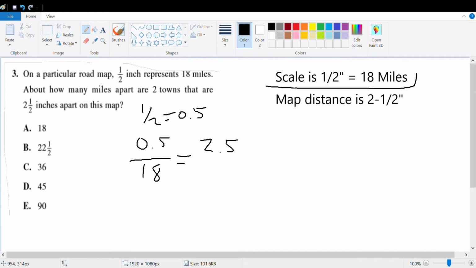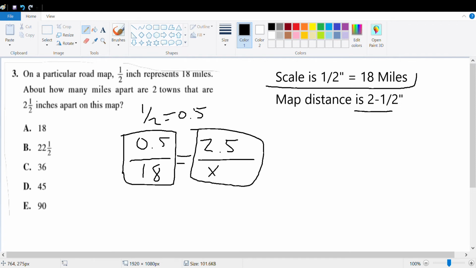So 2.5 over x. And you may say, why do you know to do that? You set up one side with what you know, one part of the other side with what you know, and the other part is your question, so x. Alright, so if we try to solve this, you can multiply 0.5 times x. This is a way to solve problems that have fractions on each side with a variable. And then multiply 18 times 2.5.